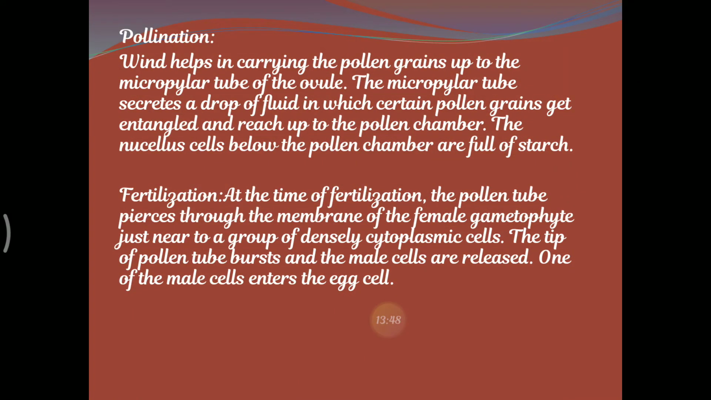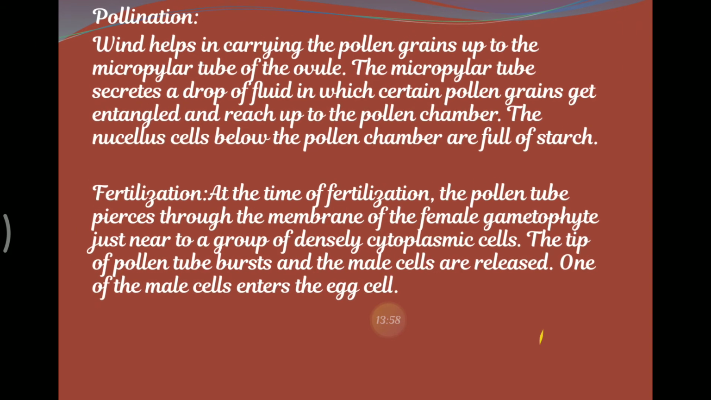And coming to the pollination, as in Pinus, here also the wind is the mode of transferring the pollen. Wind helps in carrying the pollen grains up to the micropylar tube of the ovule. The micropylar tube secretes a drop of fluid in which certain pollen grains get entangled and reach up to the pollen chamber. That is very important. Where the pollen chamber is situated, there the pollen grain will be taken. The nucellus cells below the pollen chamber are full of starch.